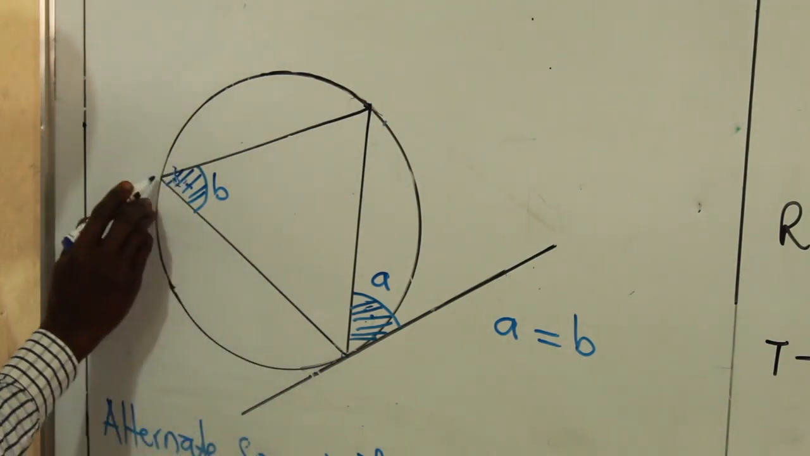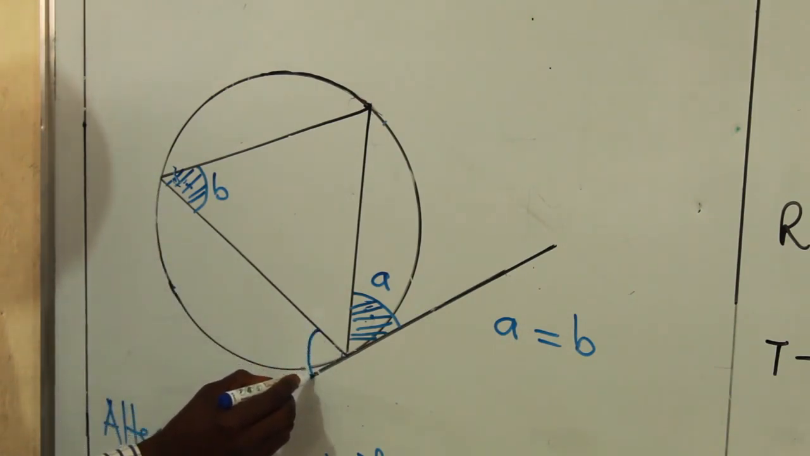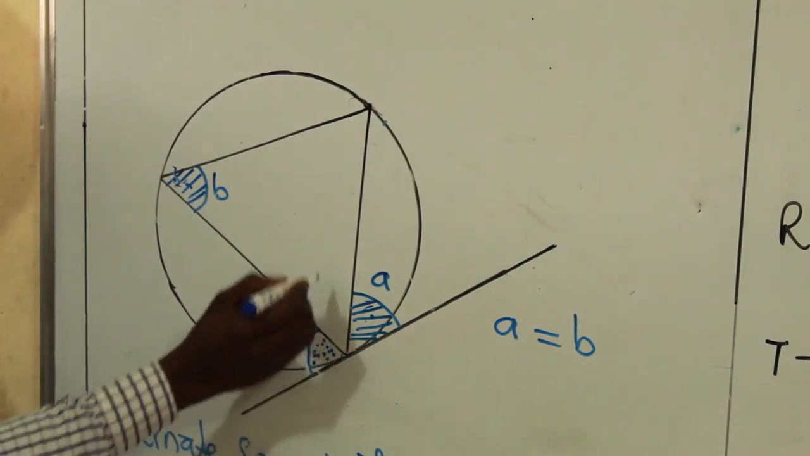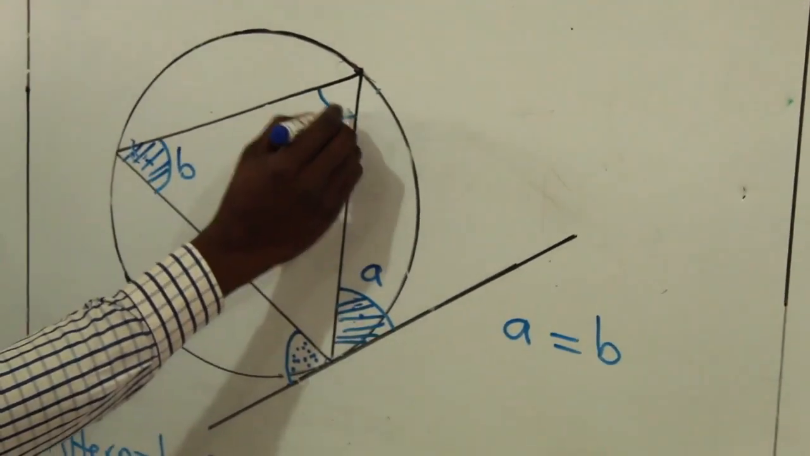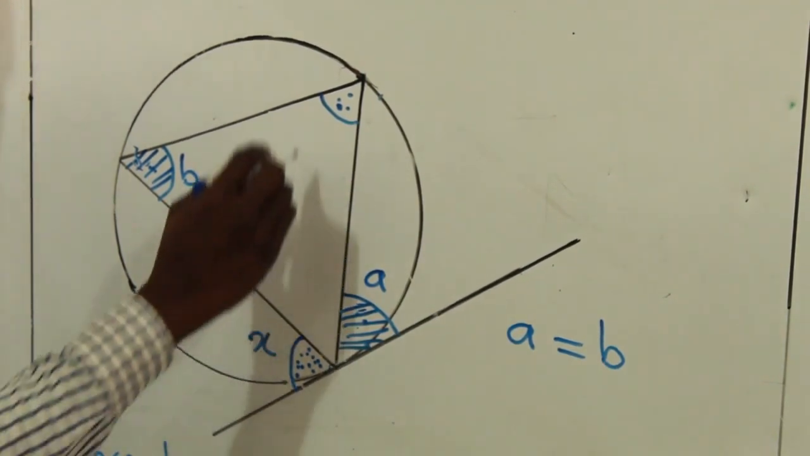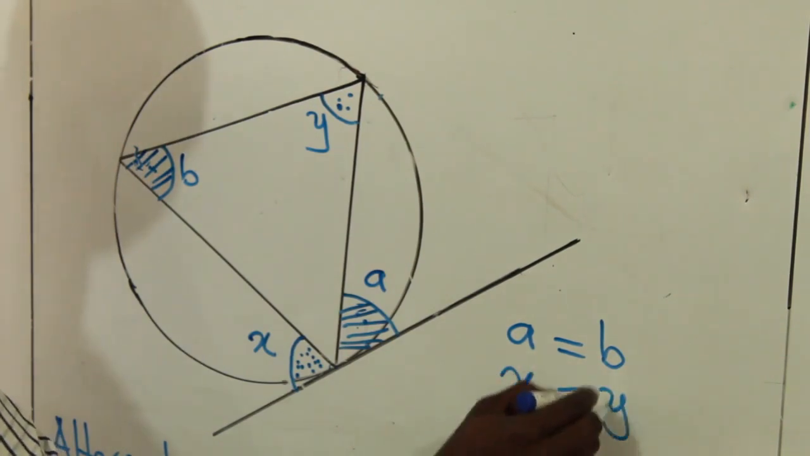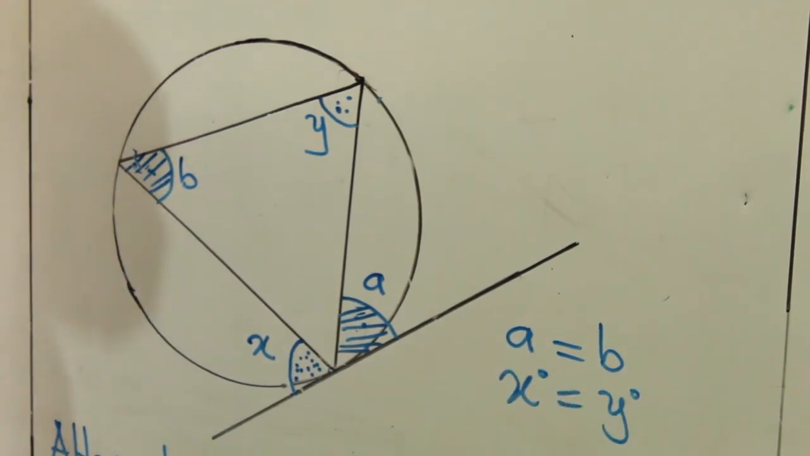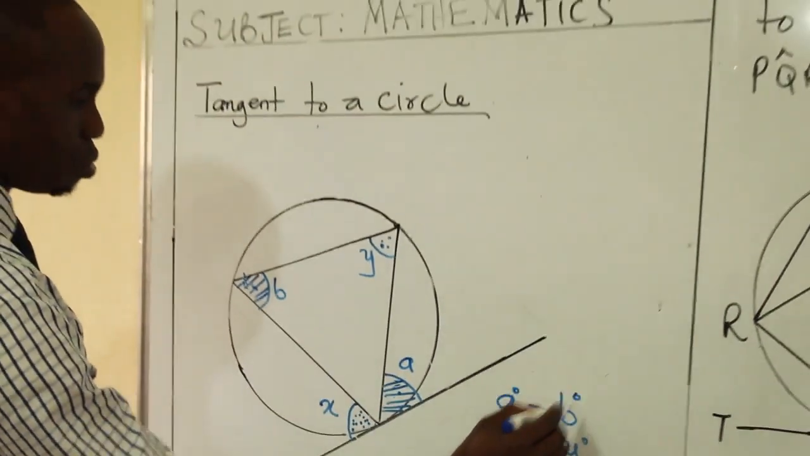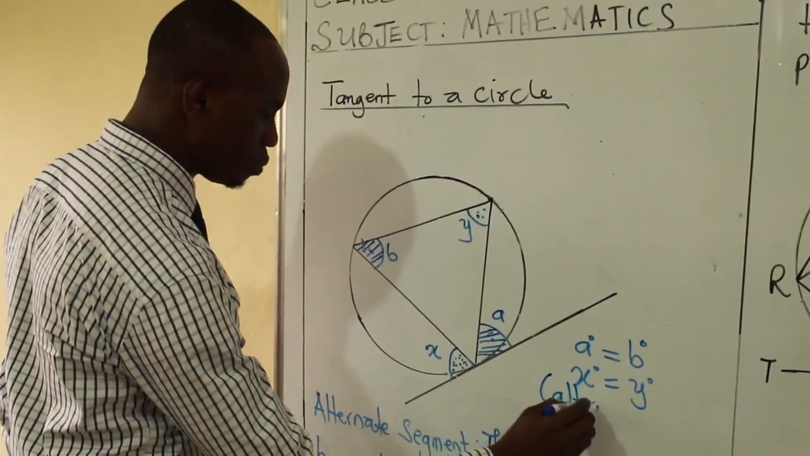Similarly, this is another chord. It forms an angle with this tangent here. This angle here is equal to the opposite interior angle here. So if this angle is labeled X and this is labeled Y, X is also equal to Y degrees. So X degrees is equal to Y degrees. Same way A degrees was equal to B degrees. Their reason is alternate segments.